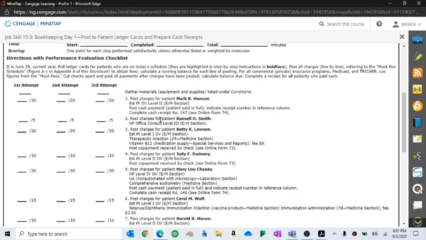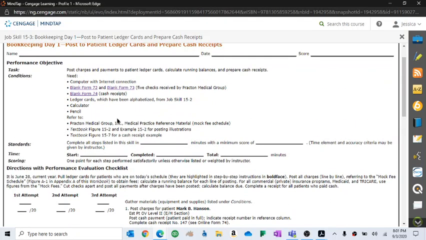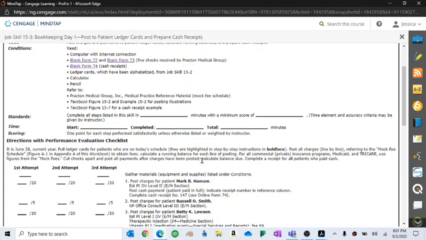We would move on then to Russell O. Smith. Now, as you can tell, these are the patients in bold. You're going to have to pull up their ledger cards from 15.2. That's why I told y'all to make sure you save them and keep them.